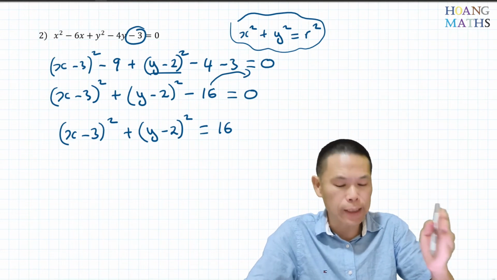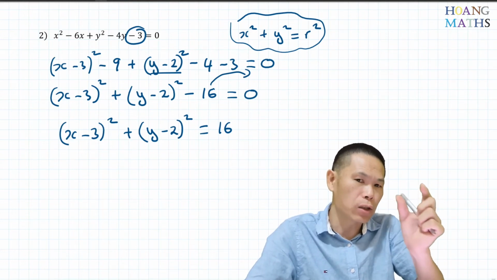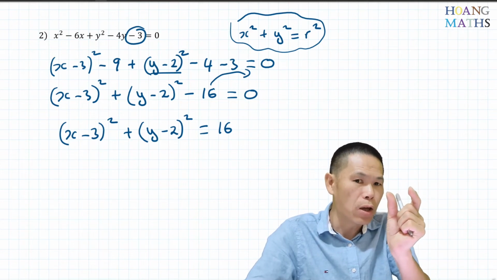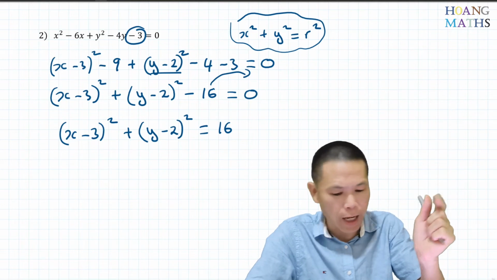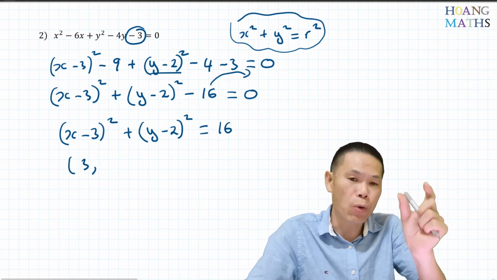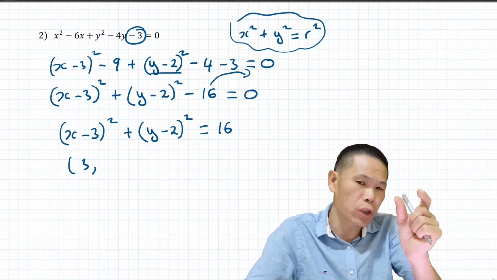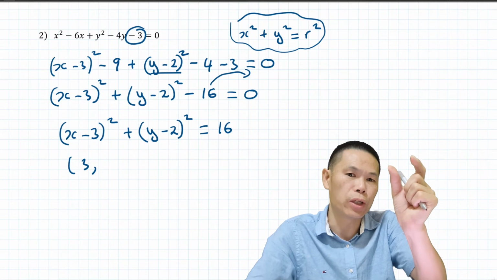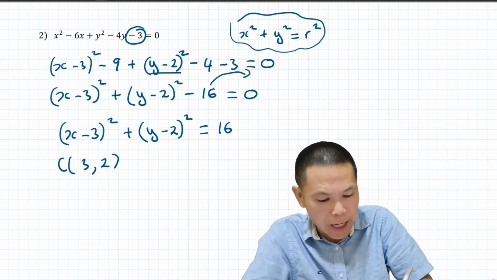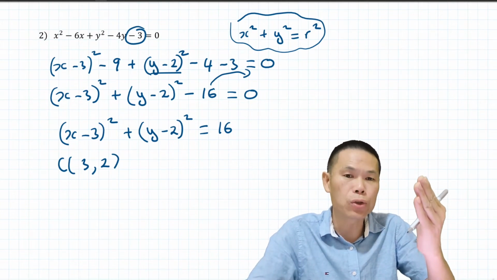So now we can see the center. So (x − 3) all squared. That means it moved from the origin horizontally 3 units to the right, so that becomes 3. And for the y value, because it's minus 2, the origin is moved up 2 units, which is 2. So this is the center of the circle. The center of the circle is (3, 2).